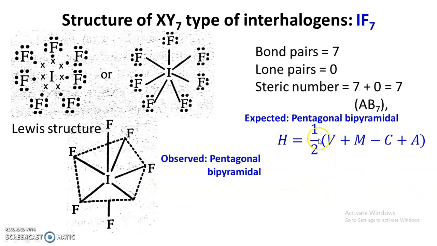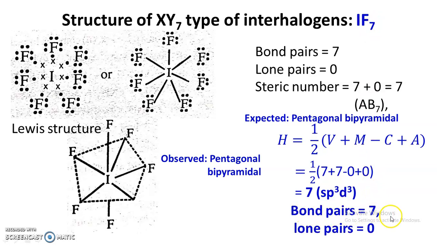Alternative method, the formula is H is equal to half V plus M minus C plus A. So H, that is the number of hybrid orbitals, is equal to half into 7, the number of valence electrons present in iodine, plus 7 monovalent atoms attached to iodine. So 7 plus 7, that is 14 by 2, that is 7. So it undergoes sp3d3 hybridization, which is the characteristic hybridization for a pentagonal bipyramidal molecule. So as H is equal to 7 and 7 fluorine atoms are attached to iodine, the number of bond pairs is equal to 7 and lone pairs must be 0, that is 7 minus 7 is equal to 0. So bond pairs are 7, lone pair is equal to 0. Such is the alternative method.